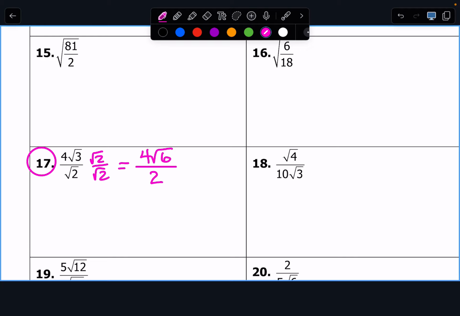Now, anything outside the radical, we can simplify together. So do you see how we essentially have 4 divided by 2 outside of the radical? Which means we can take 4 divided by 2 and keep it outside of the radical. So your most simplified answer, the one that I would need, is 2 radical 6.